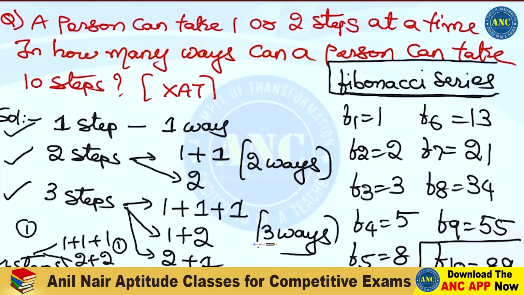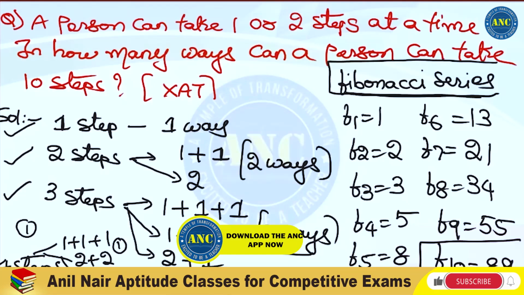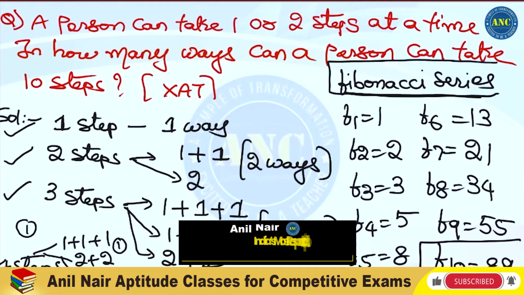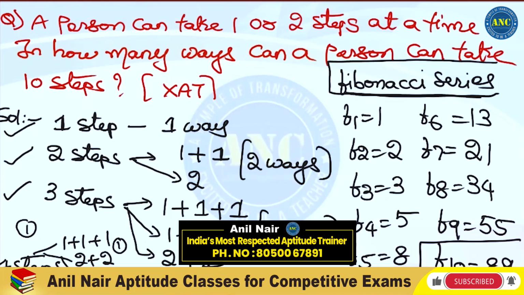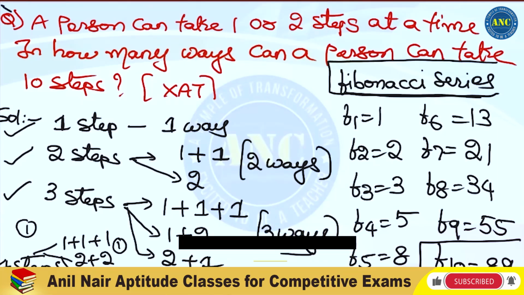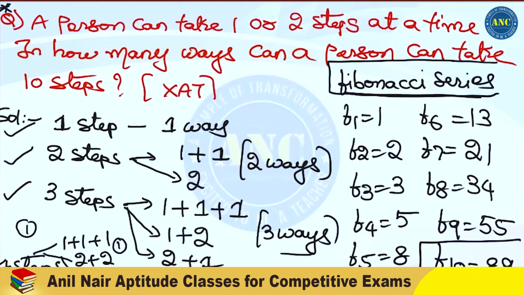F1 1, F2 2, F3 3, F4 5. Similarly, add the previous two values and you will get the value. Because it is 10 steps, the answer is 89. Make a note of this important key point. Because the previous question was on Fibonacci numbers, one application of it.